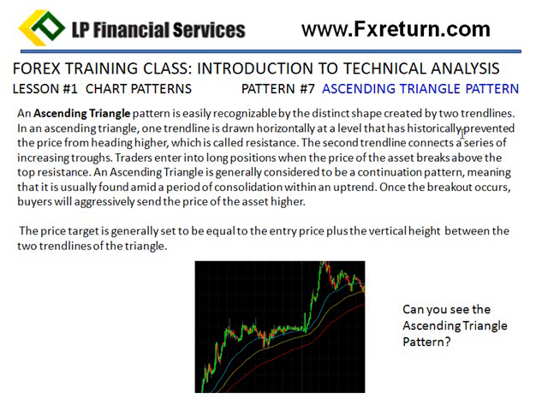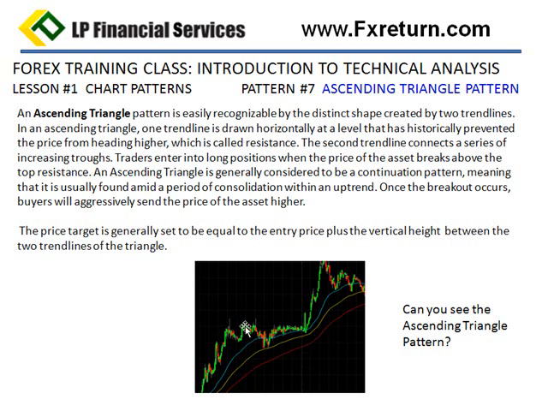In Lesson 1, Chart Patterns, we are now ready to talk about pattern number 7, the Ascending Triangle Pattern. An ascending triangle pattern is easily recognizable by the distinct shape created by two trend lines. In an ascending triangle, one trend line is drawn horizontally at a level that has historically prevented the price from heading higher, which is called resistance. The second trend line connects a series of increasingly higher troughs.